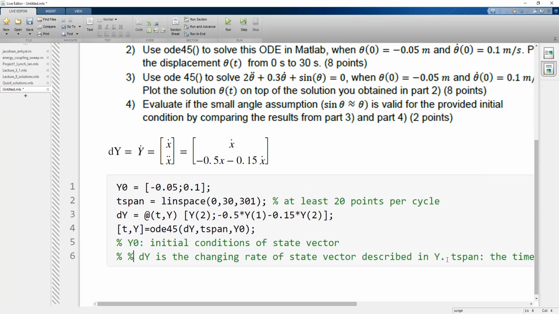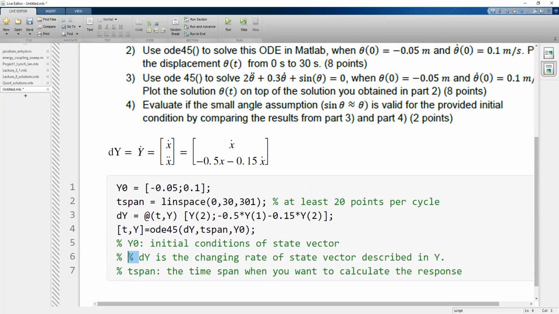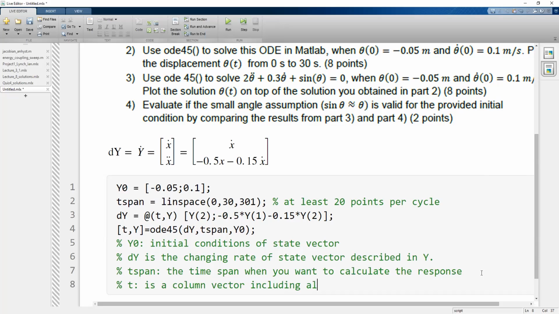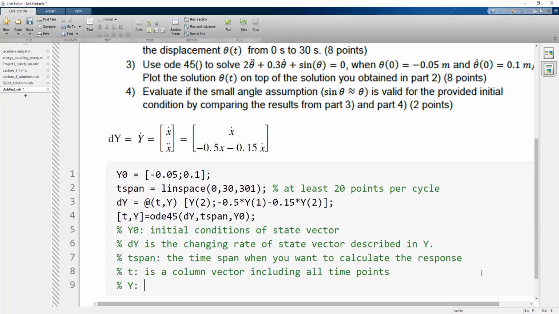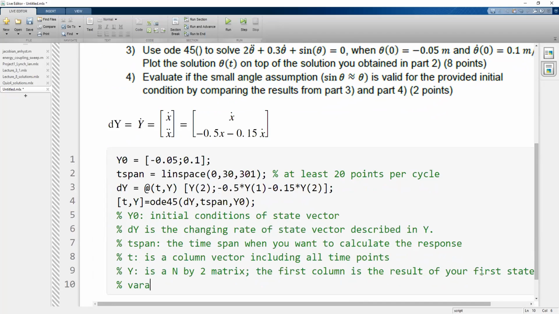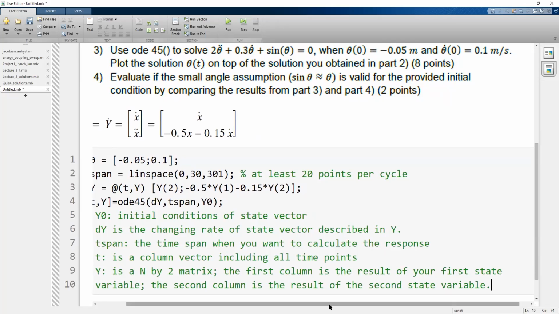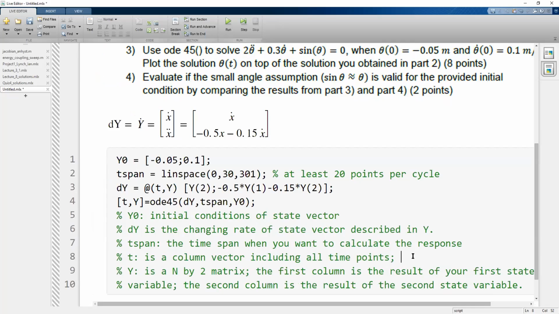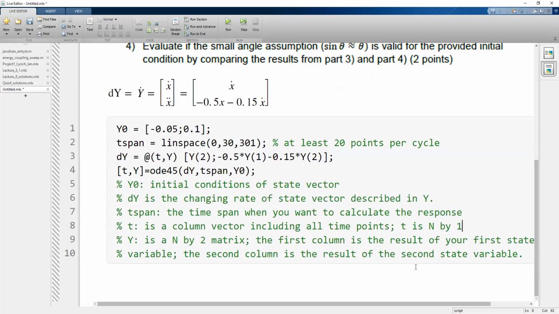So eventually, your t is a column vector including all time points. And then your y is an m×2 matrix. So the first column is the result of your first state variable. The second column is the result of the second state variable. So that means your y is going to be an m×2 matrix, and then your time t is m×1. So m is how many time points you have.